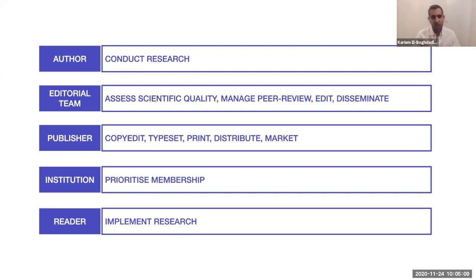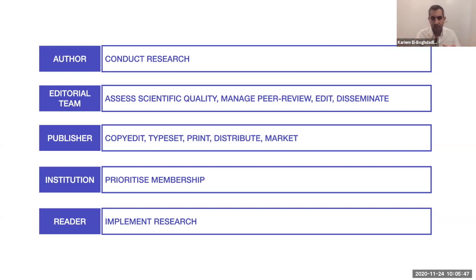But the point of the editorial team is to conduct and manage the whole peer review process, assess scientific quality, get messages out from the science that has come in, and be able to edit it and present it in a way that is useful for the end user. Our job is to conduct the peer review process, to filter out the matter that is useful for our readers and to present it in such a way. Then there's the publishers. The publisher's job here is to copy edit, typeset, print, distribute and market. And I'll go through at what point they get involved later.